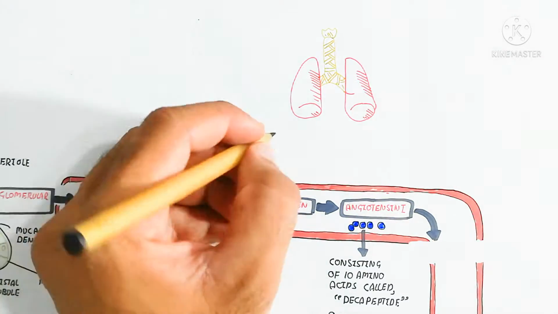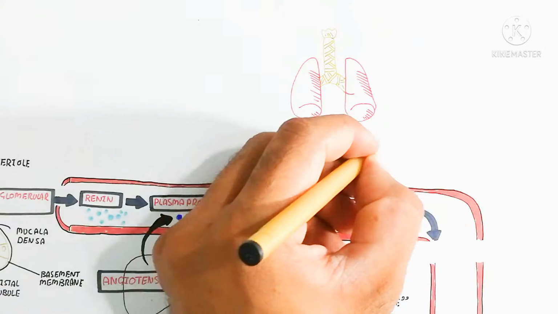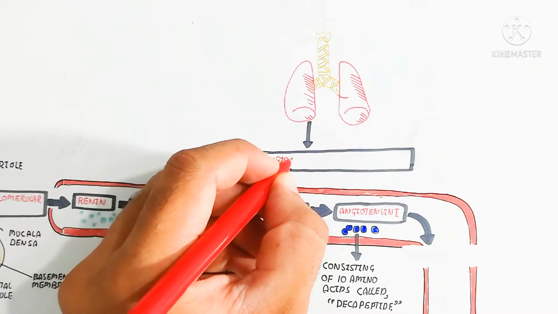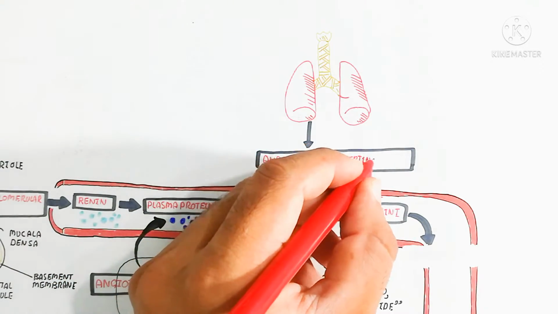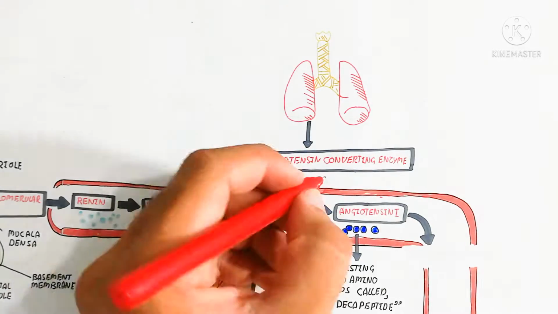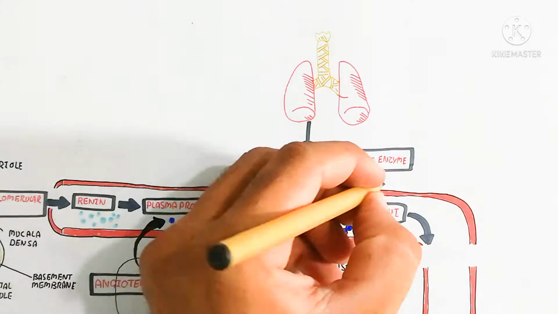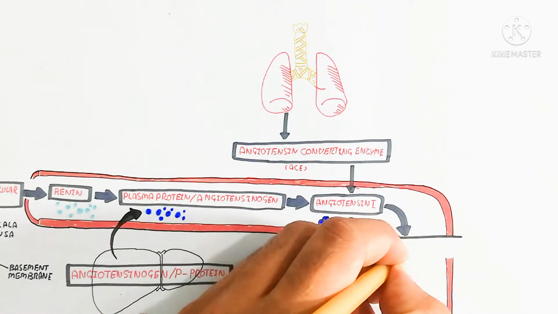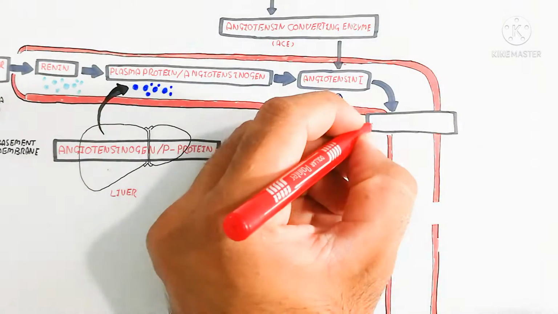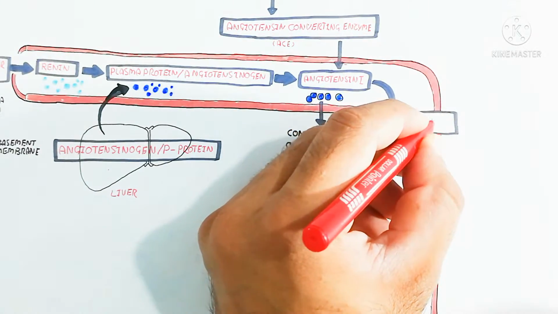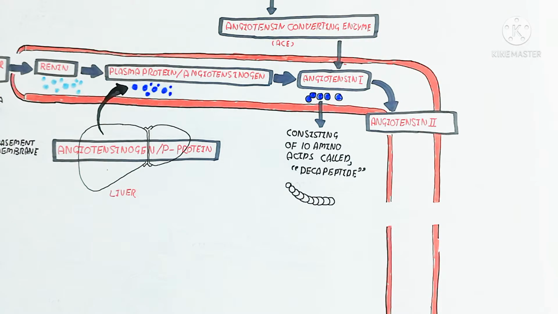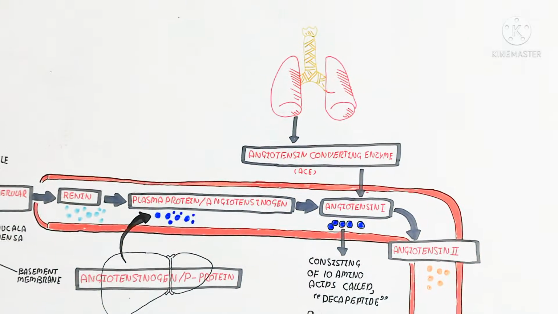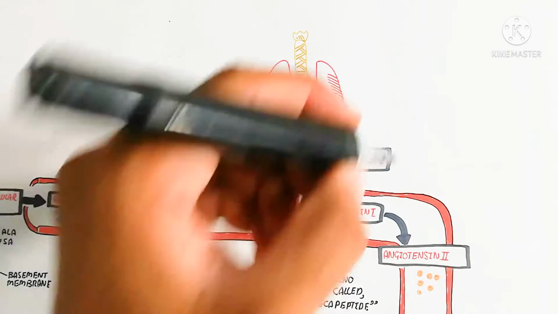This is ACE, and angiotensin 1 will be converted into angiotensin 2 due to the angiotensin converting enzyme. The lungs produce the angiotensin converting enzyme, which leads to the conversion to angiotensin 2. Let's understand angiotensin 2. It is an octapeptide. Octa means 8. It means 2 amino acids are spliced off by the enzyme ACE.